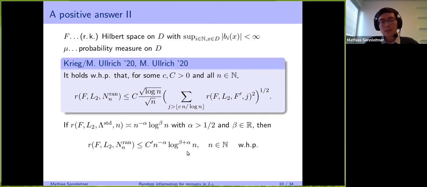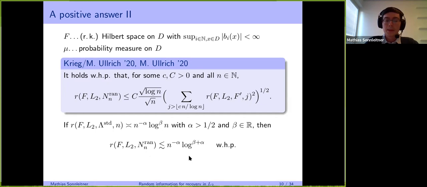And with the improvements, where we have a subset of random points with the downsampling technique, we improve this alpha to a 1/2. And in asymptotic notation, I just write it like this. So this is already a good bound, but in fact, random information can be asymptotically optimal for some special spaces.